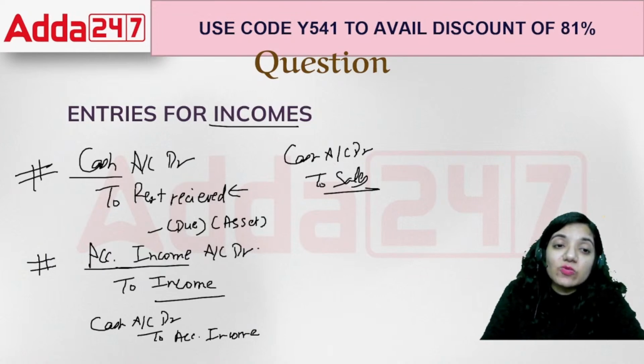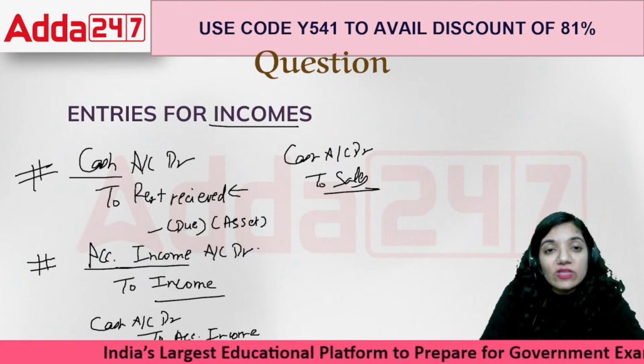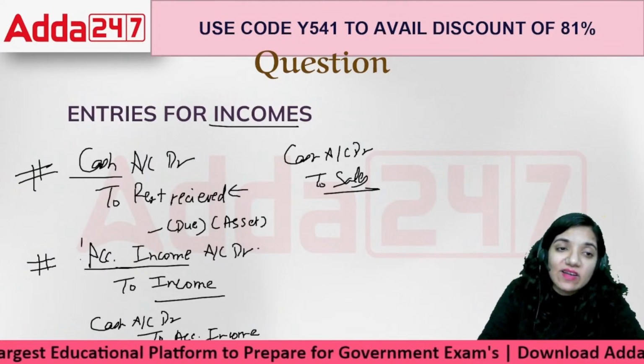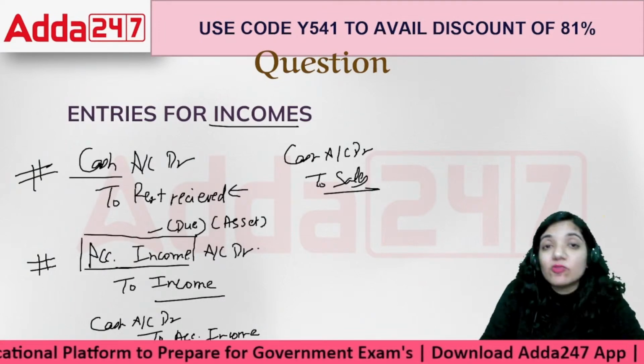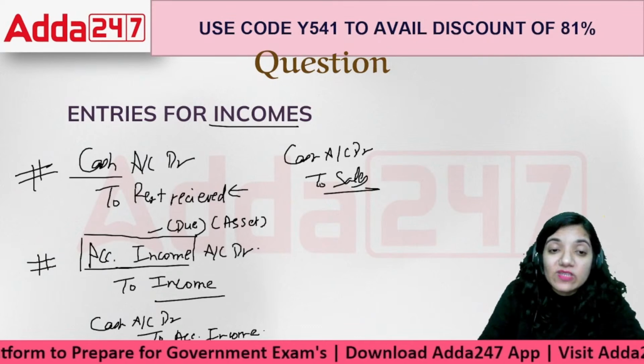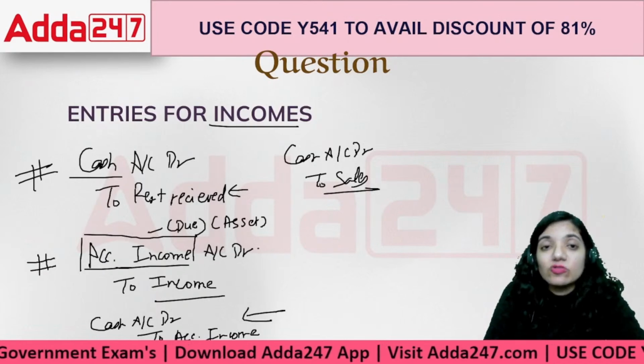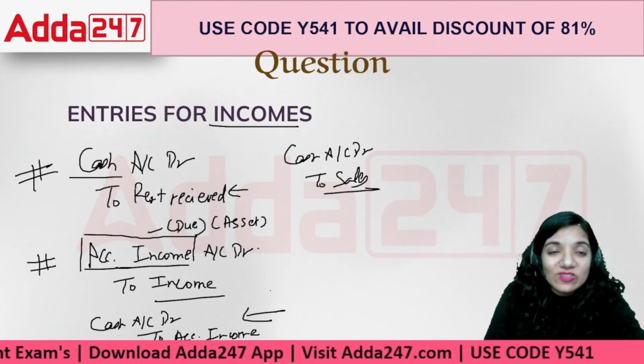So this would be the closure of the journal entry for accrued income. This is based upon timing. See, currently I have not received the amount, so it's accrued income according to me, and the moment I receive it, it would be closed. This entire account would be closed in my books of accounts.